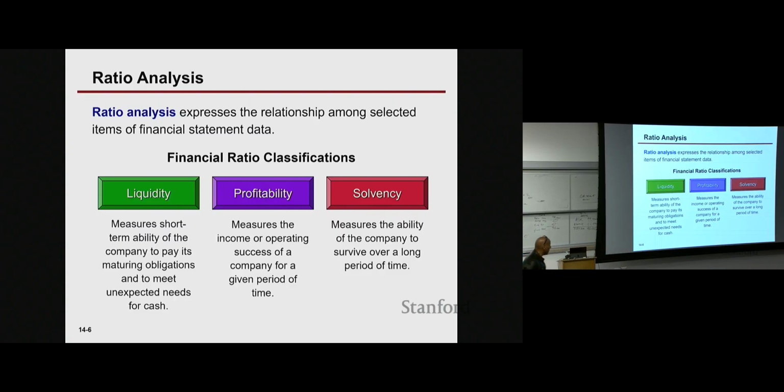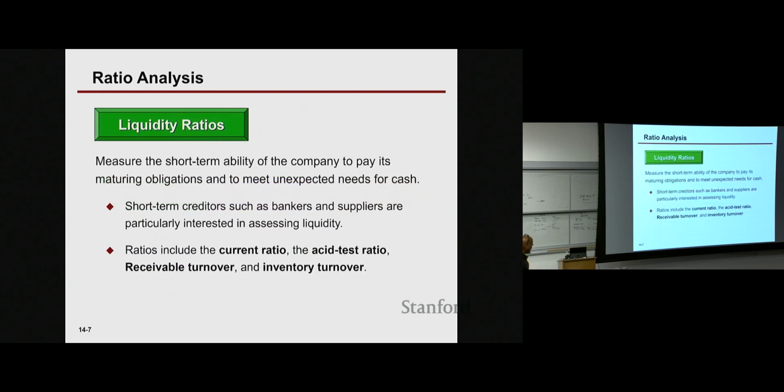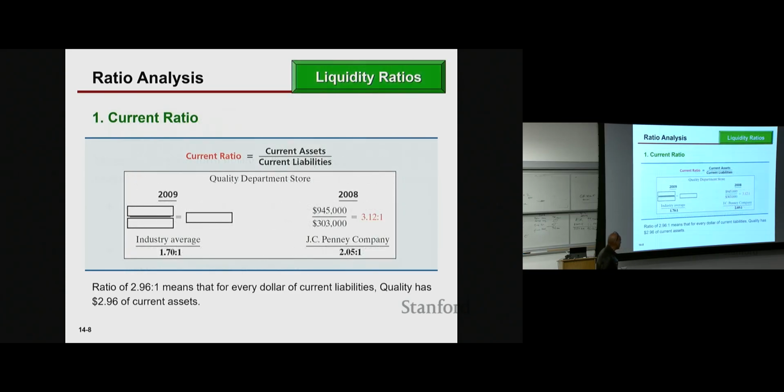So there's a whole bunch of them out there. I'm just going to go through a couple of different ratios that I think might be useful. Okay, so let's talk about liquidity ratio. Liquidity ratio says, is the company going to be able to meet its short-term obligations? A good measure of that is something called the current ratio, in which we divide the current assets by the current liabilities. We want this number to be what?